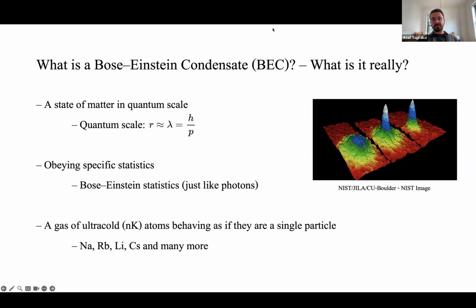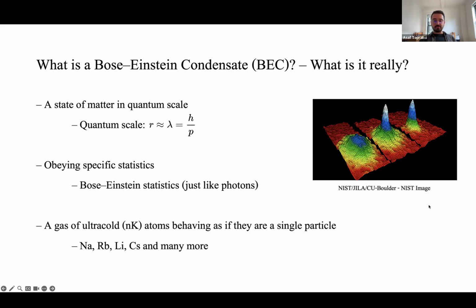So what's a Bose-Einstein condensate? A Bose-Einstein condensate is essentially a state of matter. But when we say a state of matter, we should think of specific statistics. This could be solid statistics, liquid statistics, gaseous statistics, or plasma statistics. But in our case, it's Bose-Einstein statistics, just like the photons. And this state occurs at the quantum scale. When we say quantum scale, we usually mean objects that have de Broglie wavelengths comparable to their scale, which maybe you remember from high school.